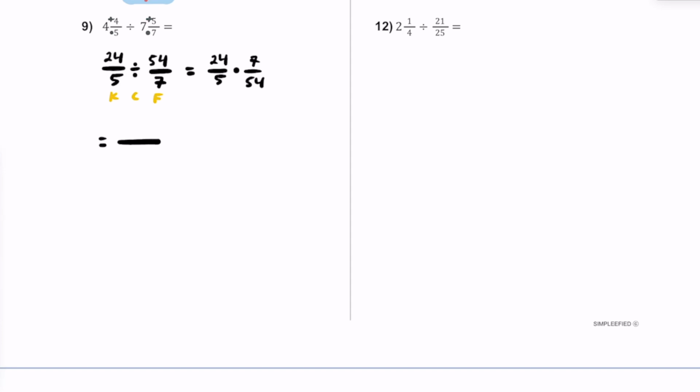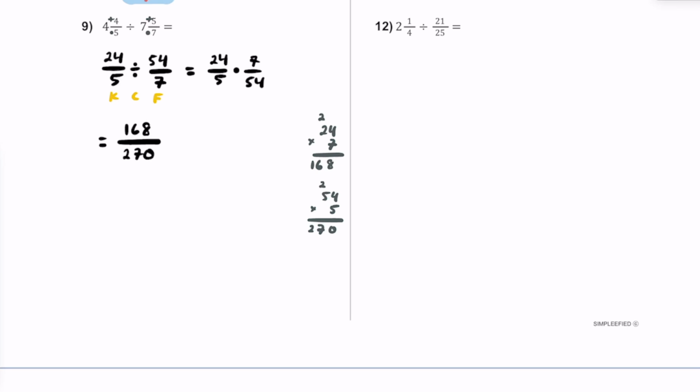Okay, now let's see what happens if we multiply these together. 24 times 7: 7 times 4 is 28, carry the 2. 7 times 2 is 14, plus 2 is 16, so the numerator should be 168. And then for the denominator, we have 54 times 5. 5 times 4 is 20, carry the 2. 5 times 5 is 25, plus 2 is 27. So our denominator here is going to be 270.